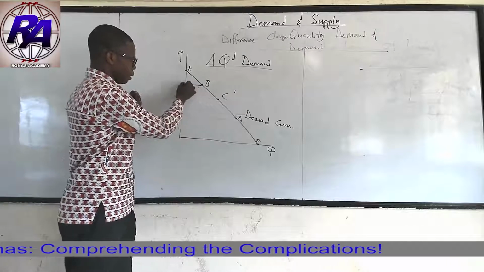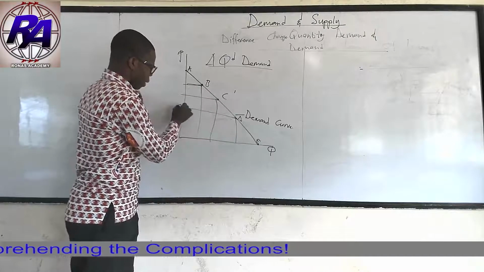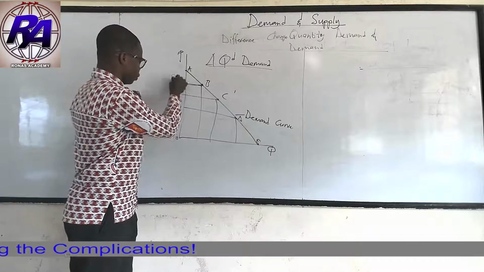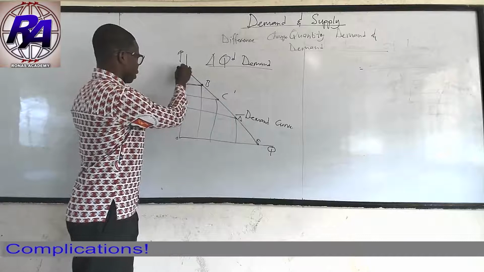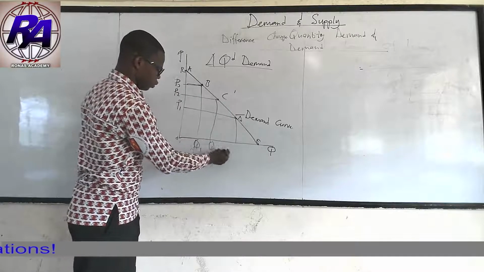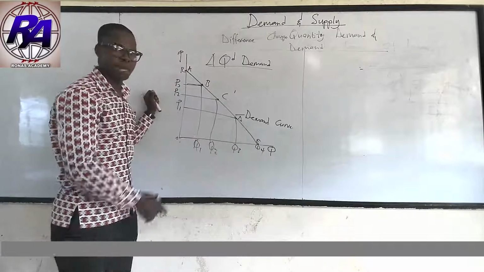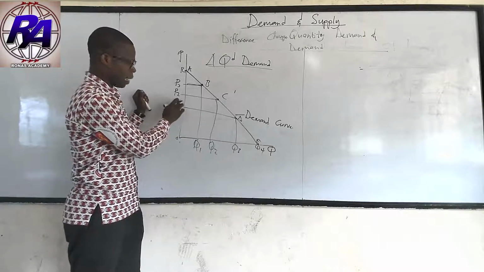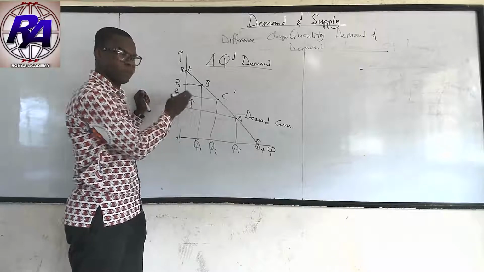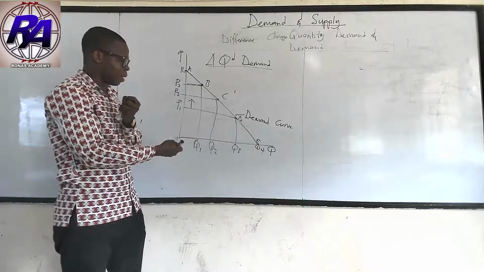So let's have this one. So these are P1, this P0, P2, P3, and then P4. This is also Q0, so we have Q1, Q2, Q3, and then Q4. So in a situation where we have our price, which is price 1, increasing from price 1 towards 2, there has been an increase in price. So what should we see in the demand? There should be a decrease in what? In demand. So let's look at it.